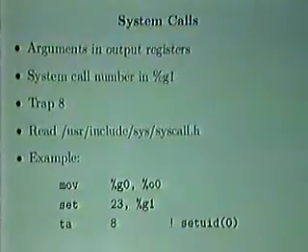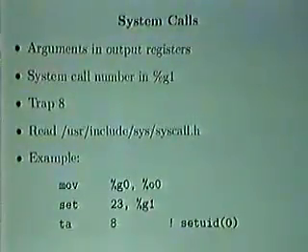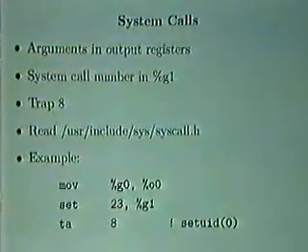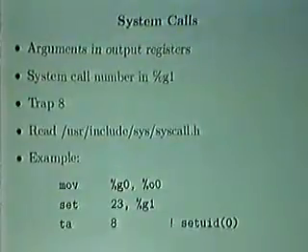To make a system call, all you do is look up in syscall.h the system call number of the system call you want to execute, throw that in global 1, and execute trap 8. Simple example here.